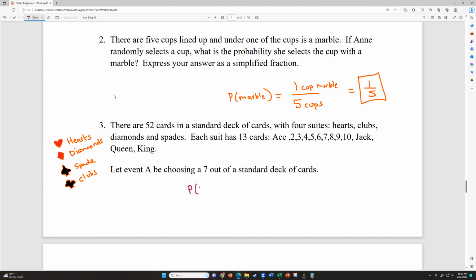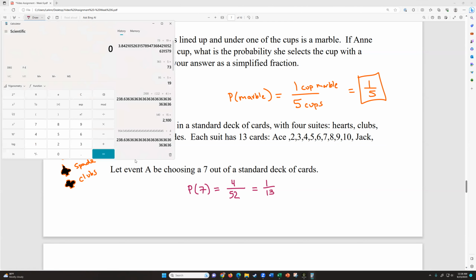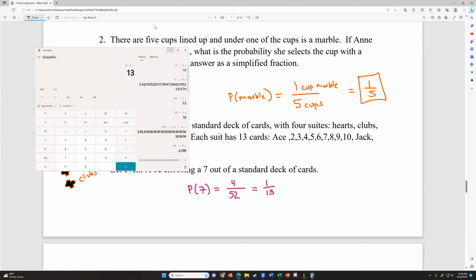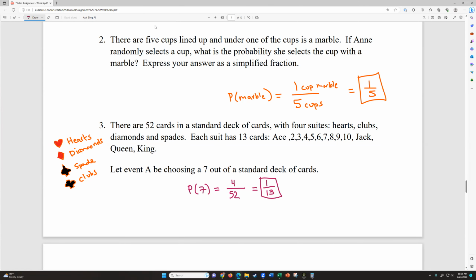What's the probability of choosing a 7 out of a standard deck of cards? Well, there's a 7 of hearts, a 7 of diamonds, a 7 of spades, and a 7 of clubs. So there are 4 7s in the deck, and all of the cards in the deck add up to 52. So we would reduce that. You can divide both of those by 4. That is 1 out of, I believe, 13. Let's triple check that. Yeah, 1/13 chance that if I just randomly pick 1 card from a deck, I will have a 7 in my hand. Okay.